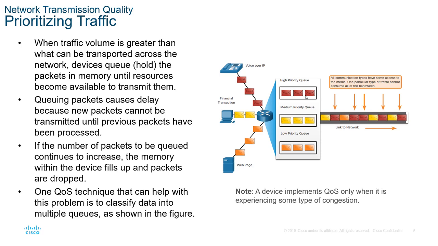Well, the issue is, all of that causes additional delay. It gets to the point where if the number of packets to be queued continues to increase, the memory of the device also starts being filled up. Once the resources of that device are filled, they start dropping packets. So one way to fix this, again, is queuing traffic, looking at the traffic characteristics and prioritizing what type of traffic should be sent first. And that's part of what that prioritization is.